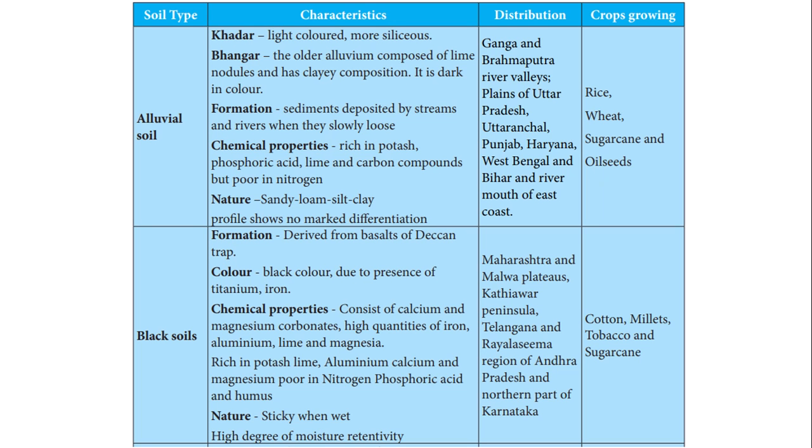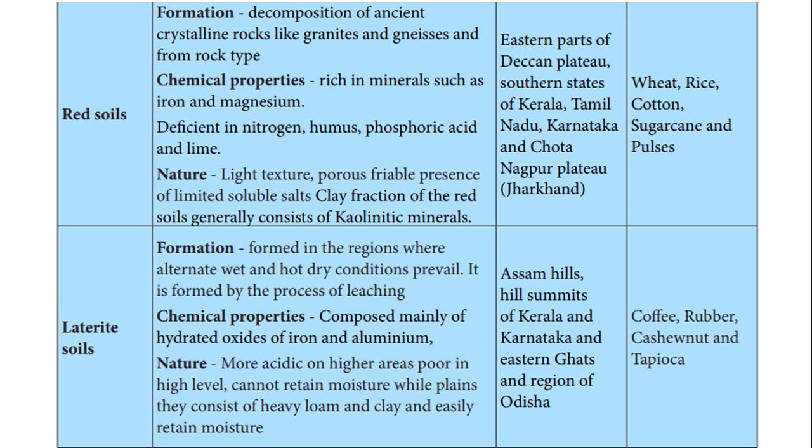As it is black in color, we call it black soil. It has titanium and iron present in it. It's found in the Deccan tract, Maharashtra and Malwa plateaus, and many other regions in Andhra Pradesh and Karnataka also. Then next is the red soil, which is formed because of the decomposition of ancient crystalline rocks like granite and gneisses, and it's also found in the Deccan Plateau.